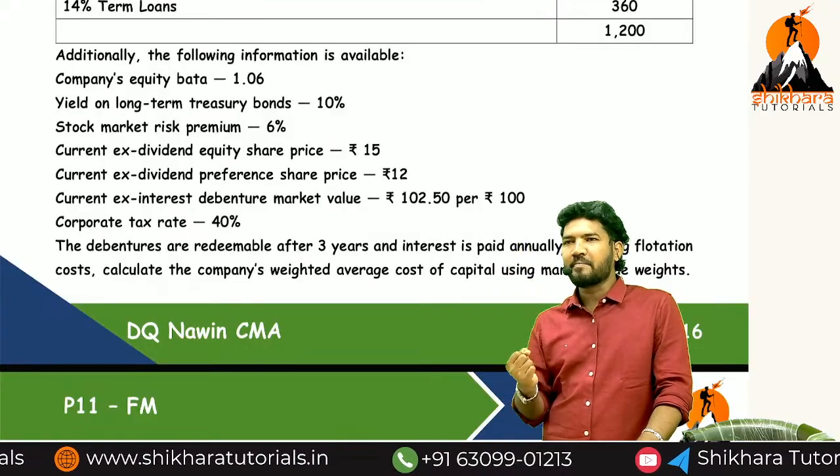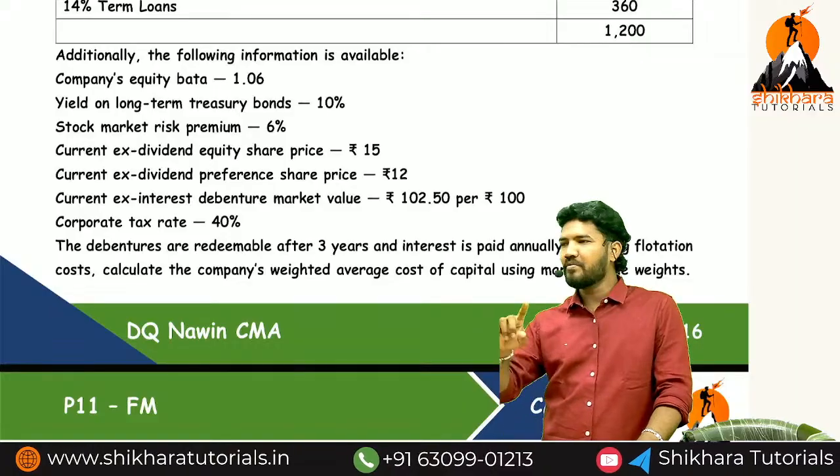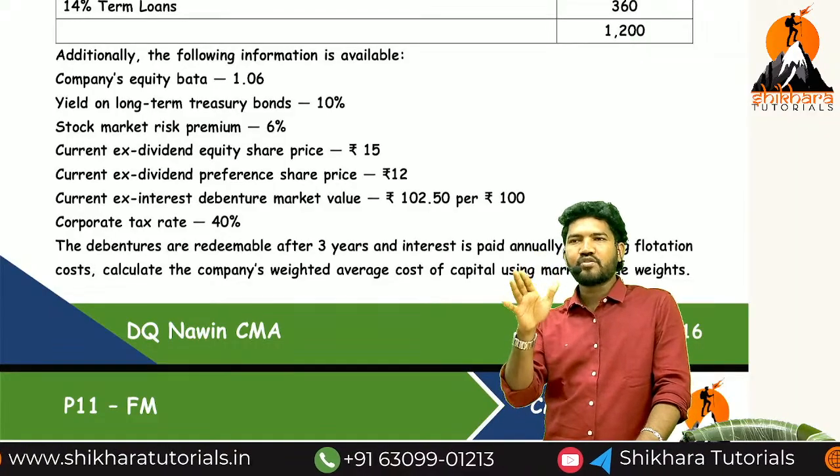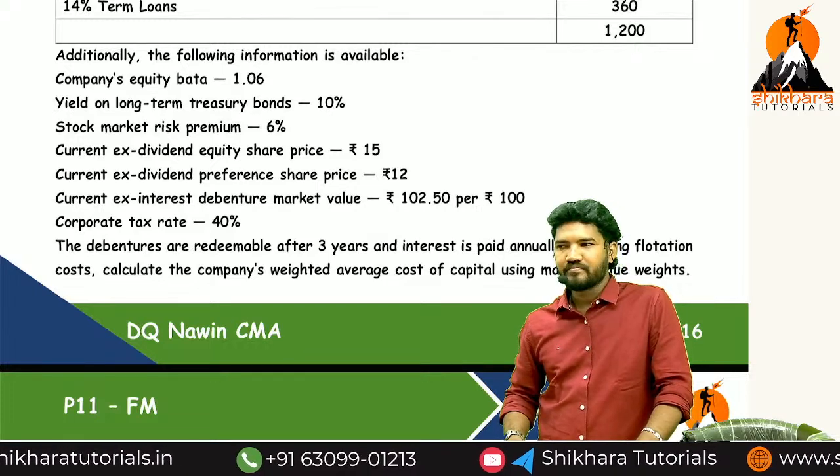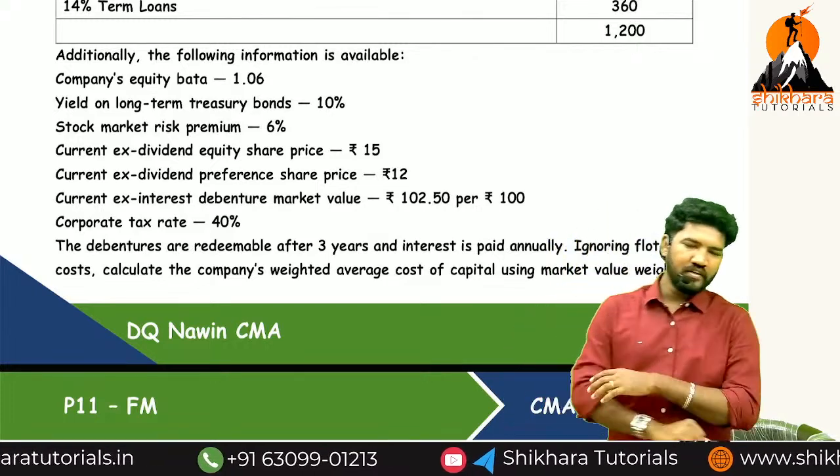D1 is for what purpose? KE calculation. When it comes to the CAPM, KE is equal to RF plus beta into risk premium. Are you okay now? Then fine. So, KE please.